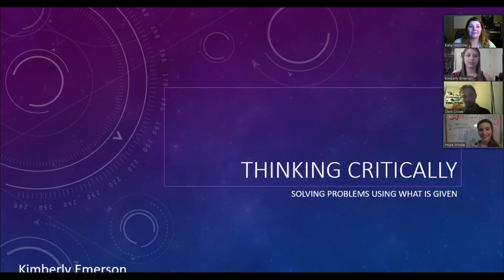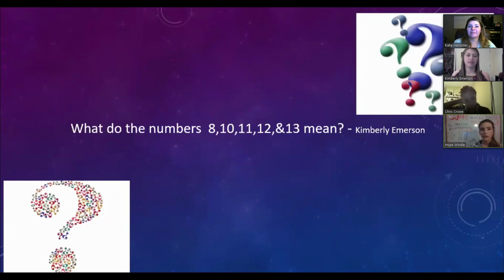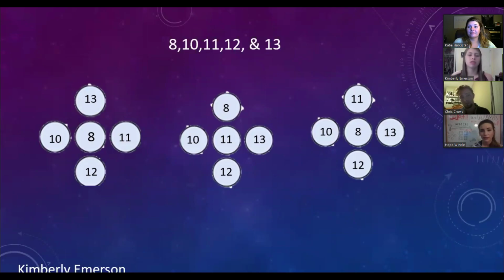We're going to go over 6 math problems. We're going to start out with an arrangement of circles and the numbers 8, 10, 11, 12, and 13. Kimberly, can you tell us what those numbers mean? I sure can. The numbers are used to find a sum across and vertically.